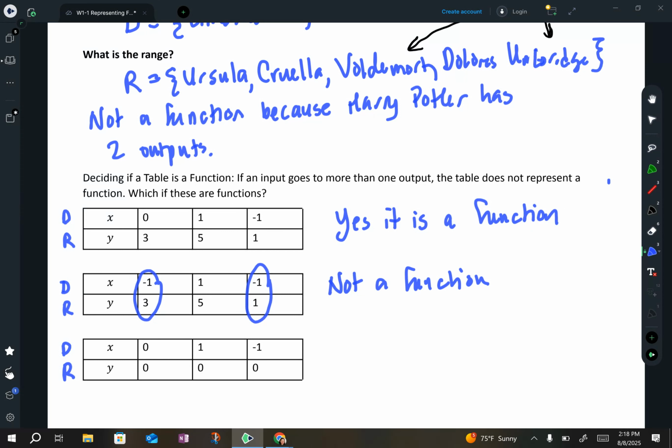And let's look at the last one. 0 goes to 0, 1 goes to 0, -1 goes to 0. Yes, still a function. It all goes to the same output, but each input has a specific output. 0 never goes to anything but 0, 1 never goes to anything but 0, -1 never goes to anything but 0. So yes, this is also a function.